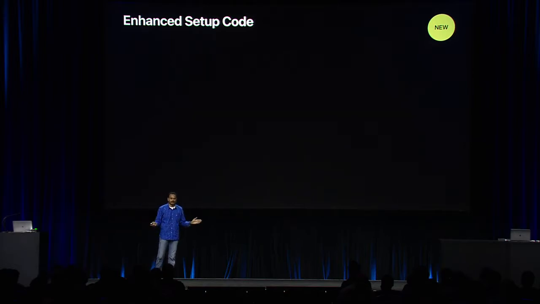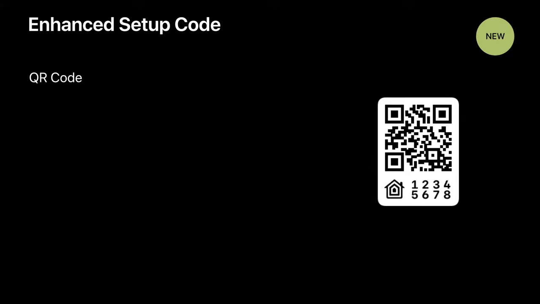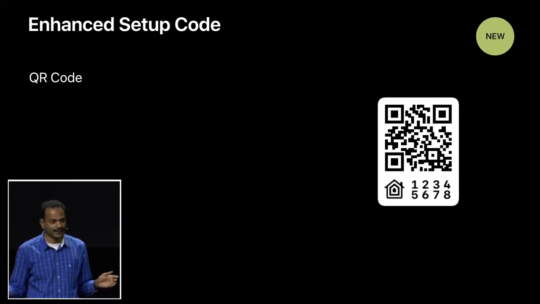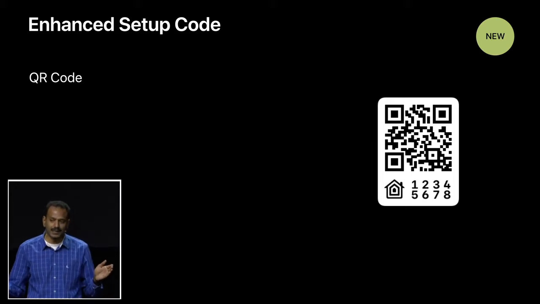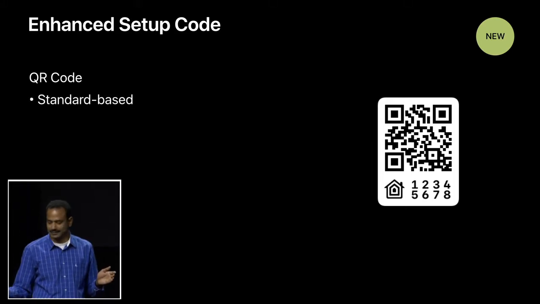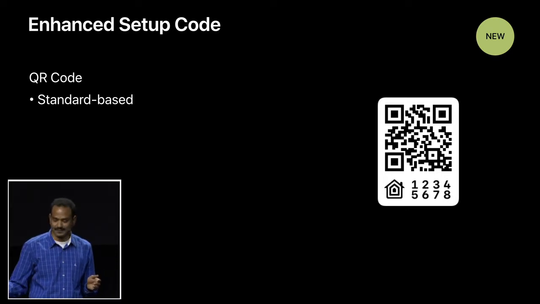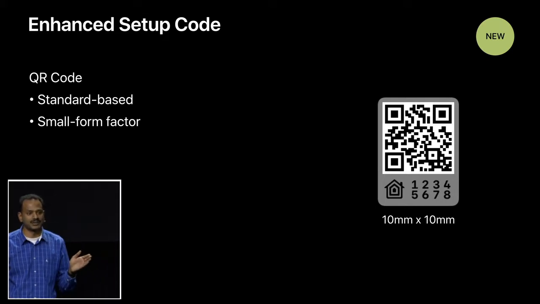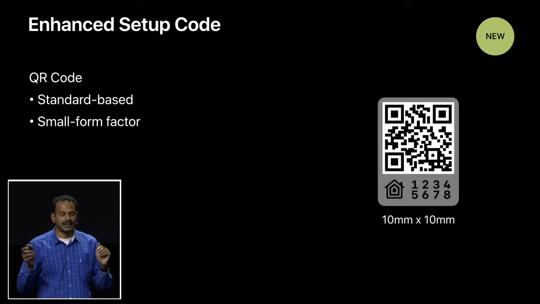To deliver the enhanced setup code, we are now supporting scanning of QR codes for setting up HomeKit accessories. The QR code is standards-based and can be as small as 10 by 10 millimeters. That's pretty small. The small form factor of the QR code will help a lot of manufacturers put the QR code on smaller accessories. And this is really great.